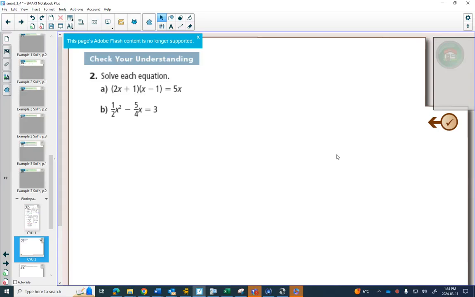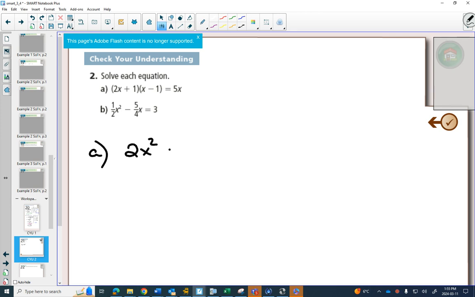Hey, example 2a. It's already factored on the left-hand side. Does that help us? Not in this situation. Factored is only helpful if the other side is equal to 0, and it's equal to 5x. So actually, we have to unfactor. We have to multiply it out.